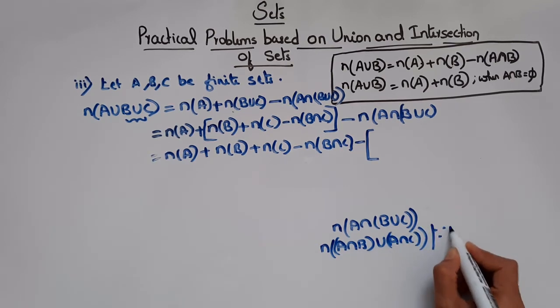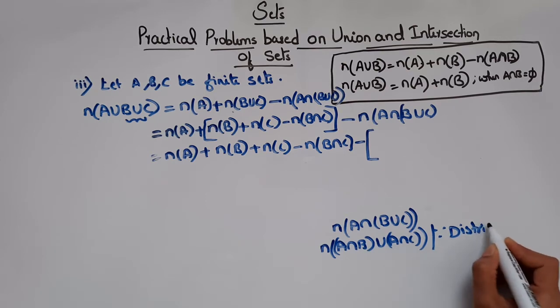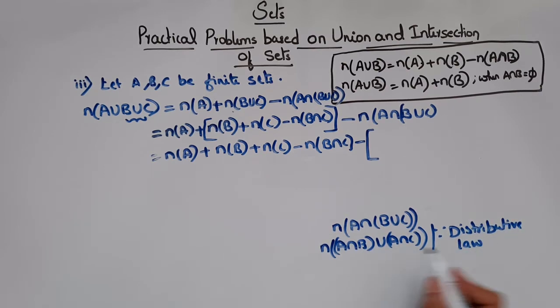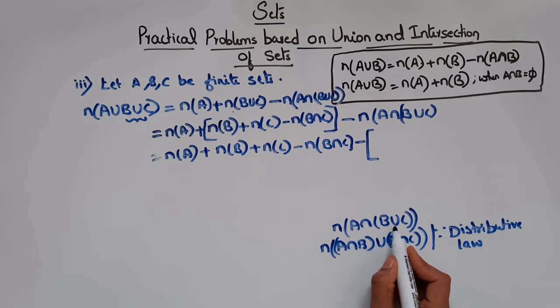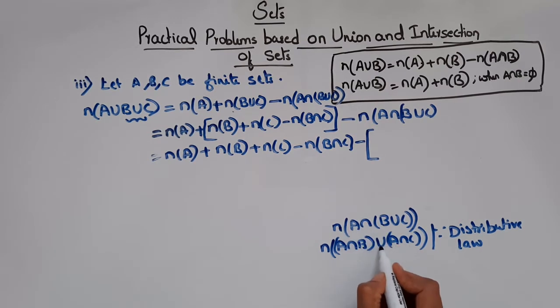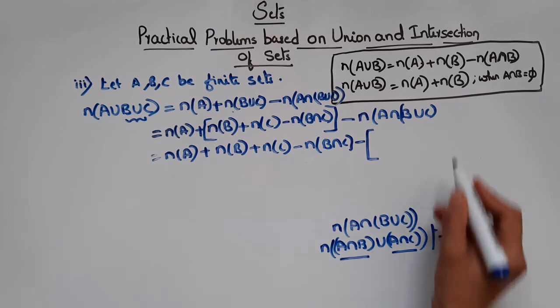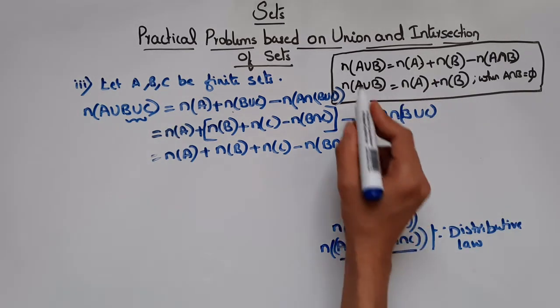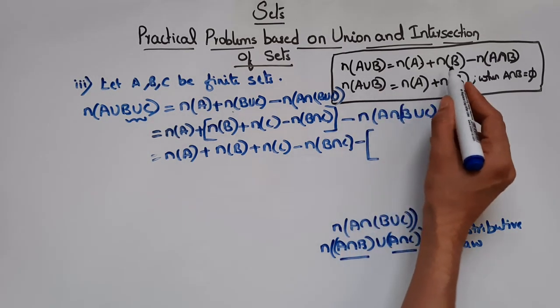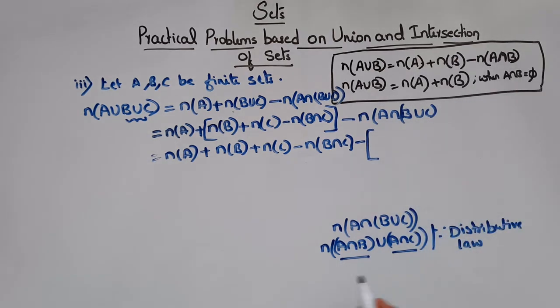Since by distributive law, intersection is distributed over union. So A intersection B union A intersection C. Now we will take this as A and this as B. So this is of the form n of A union B. So again we will apply the same formula. We have n of A union B is n of A plus n of B minus n of A intersection B. So we will take A as A intersection B.